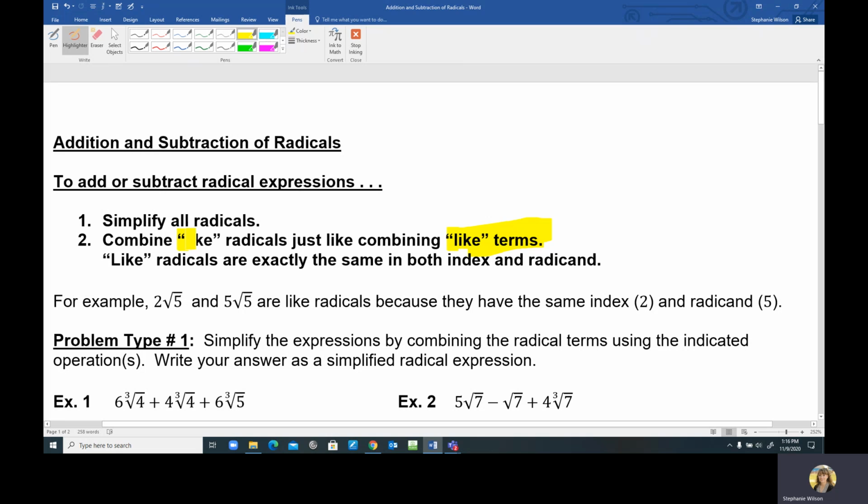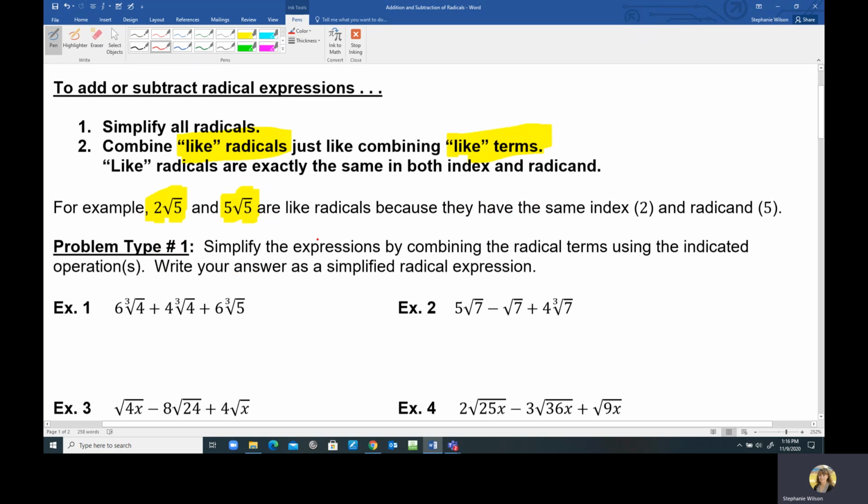And in this case here, we're going to talk about like radicals. So here's an example. We have a 2 square root of 5. Then we have 5 square root of 5. The roots have to be the same. So if there are square roots, they both have to be square roots. And what's inside, which is called the radicand, also has to be the same. So we would be able to add these two together because the radicand behind that 2 is the same as what's behind the 5. So let's do some examples on combining by addition of radicals.